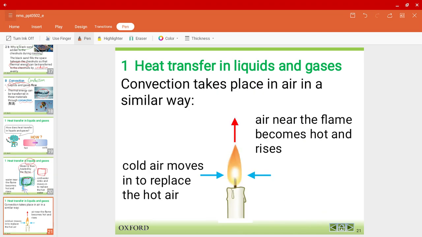Let's see the next one. Convection also takes place in air. So let's talk about gases now in a similar way. The cold air would replace the hot air right over here, and the hot air would rise up over here, eventually where the flame would become hotter and hotter. So what exactly do I mean by this?